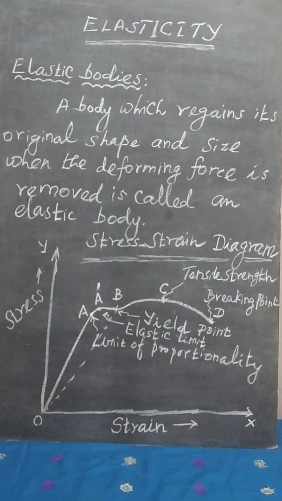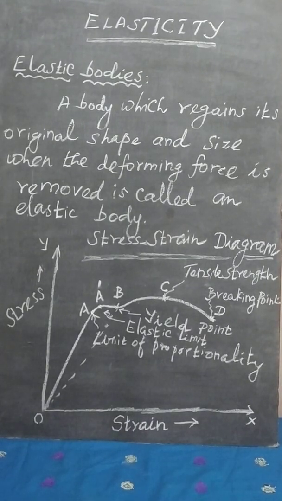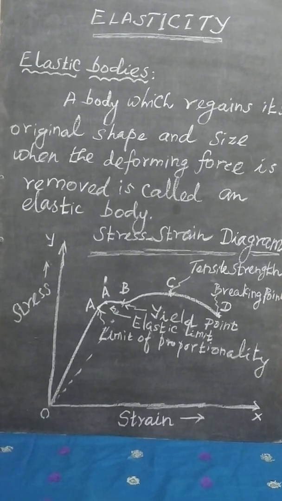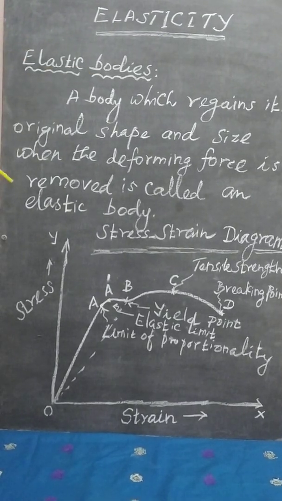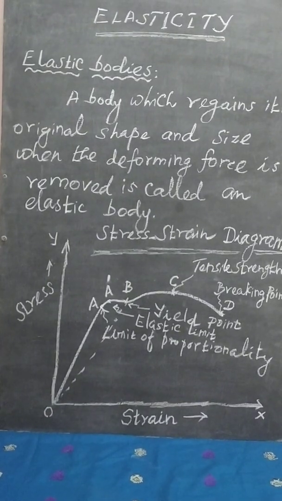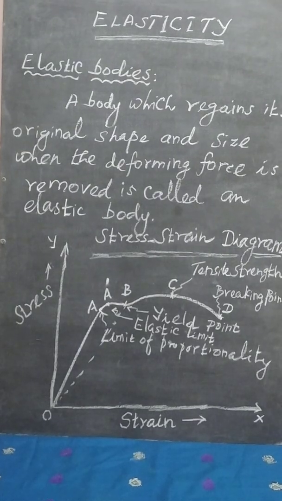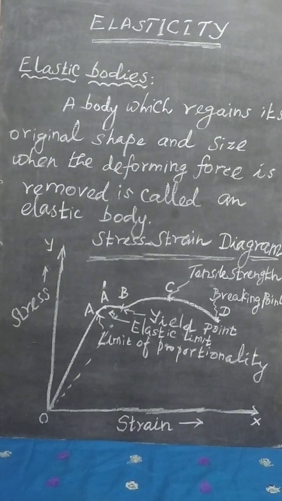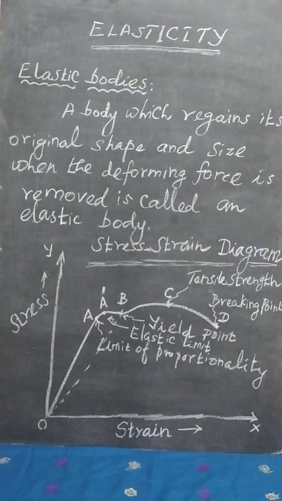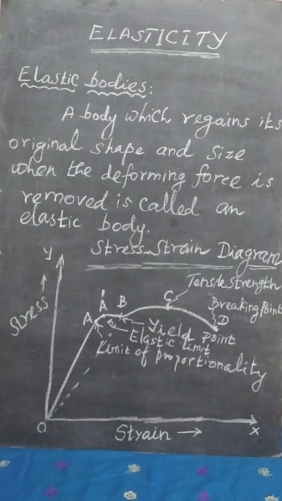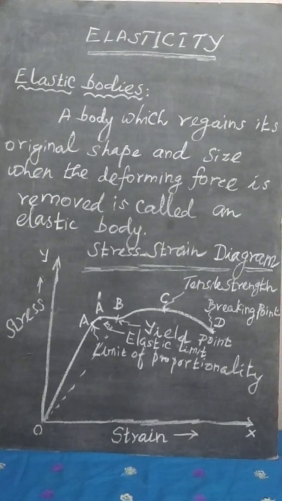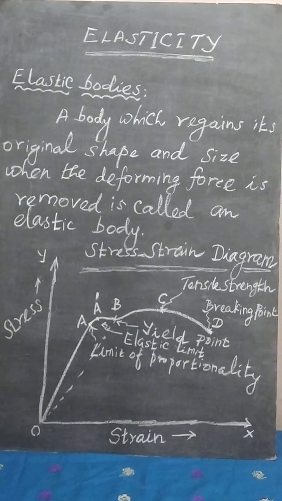Now, what are plastic bodies? A body which cannot regain its original shape and size when the deforming force is removed is called a plastic body, and that property possessed by the materials is called plasticity. Examples of plastic materials are glass or some quartz-like material.